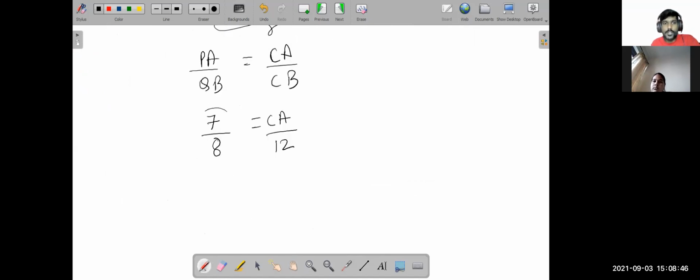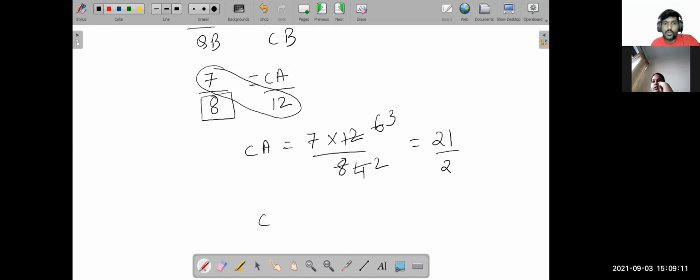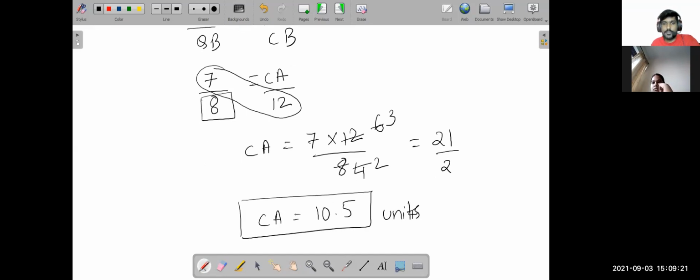So now just do cross multiply. So you do 7 into 12 divided by 8. So you can do the cancellation. 2 4s are 8. 2 6s are 12. 2 2s are 4. 2 3s are 6. This becomes 21 divided by 2, which is 10.5 units. So this is what you have to find out.